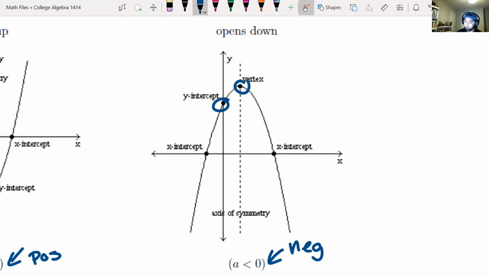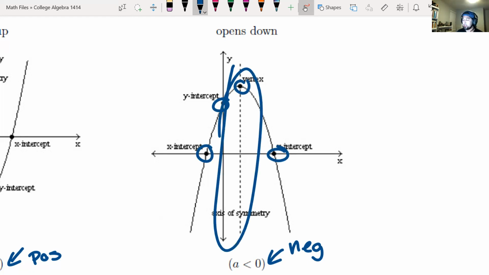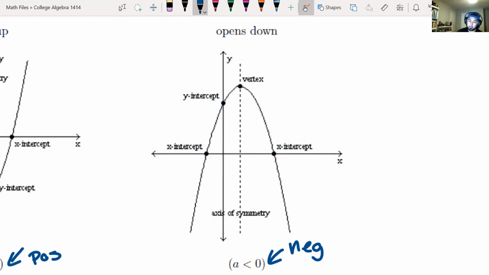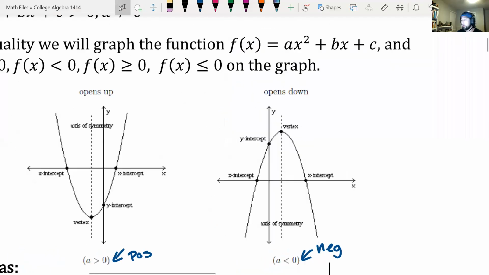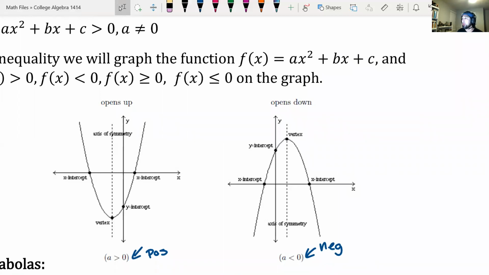And if your parabola opens down, you still have the main features on your parabola: vertex, y-intercept, possibly two x-intercepts, possibly one x-intercept, or possibly no x-intercepts. And again, the axis of symmetry. So those are the key features of a parabola. And remember, a parabola is the graph of a quadratic function.